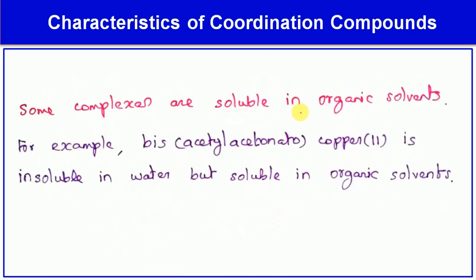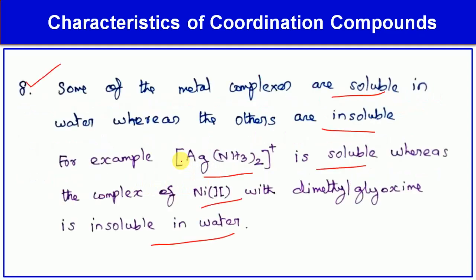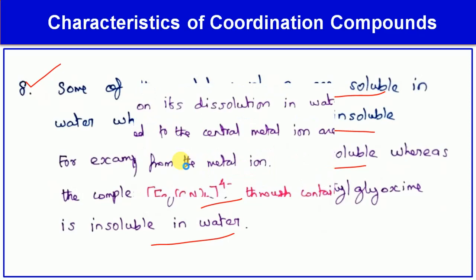And some complexes are soluble in organic solvents. For example, bis(acetylacetonato)copper(II) is insoluble in water but soluble in organic solvents. These are the eight points, the characteristics of coordination compounds.